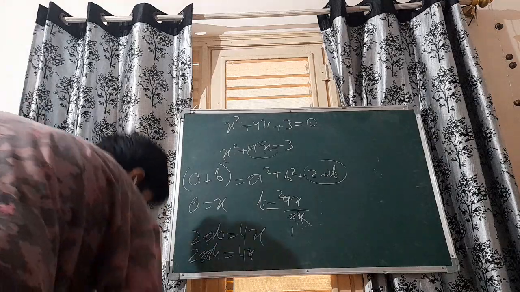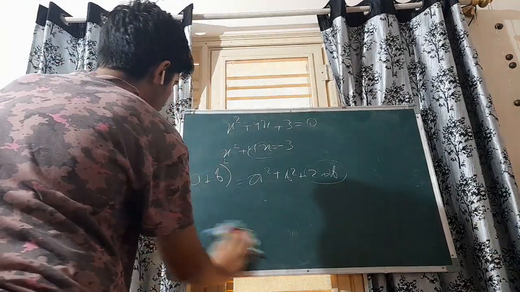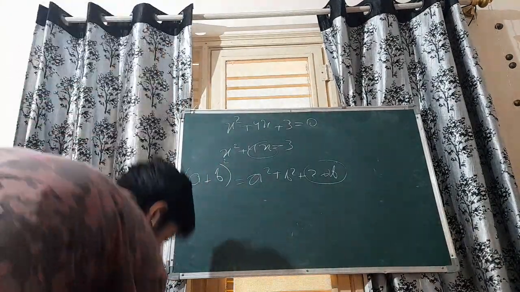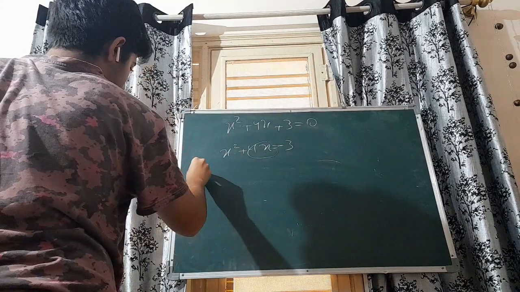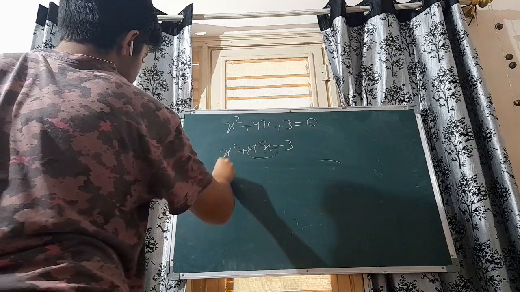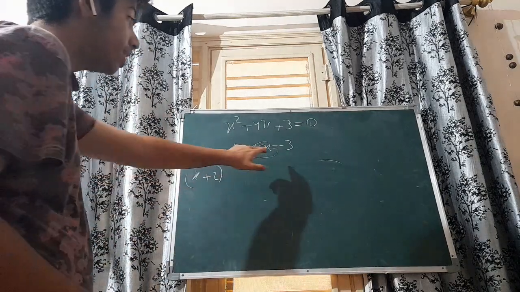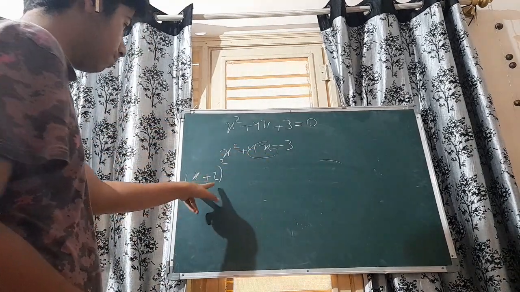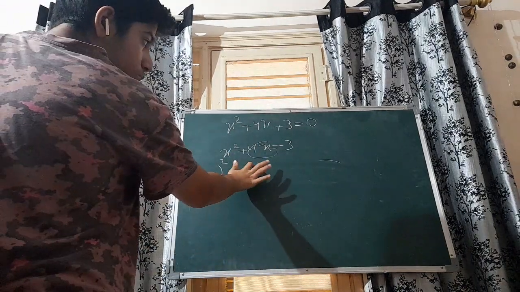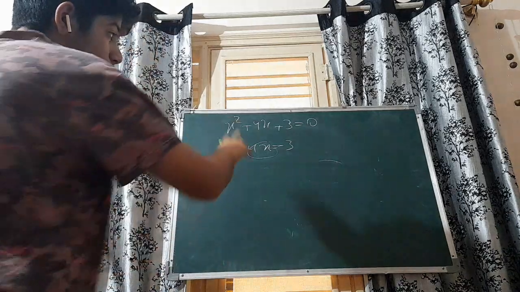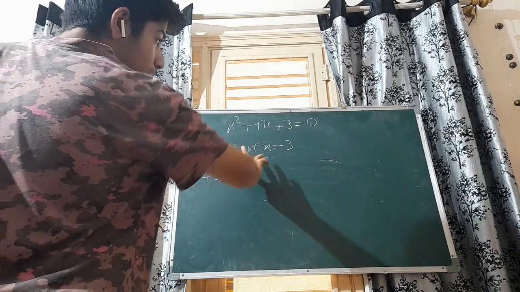So our equation would be (x plus 2) whole square. But the thing is that there are only 2 terms over here. When you take (a plus b) whole square, you also get a b squared term, but there's no b squared term over here. So we're going to add the b squared term on both sides.